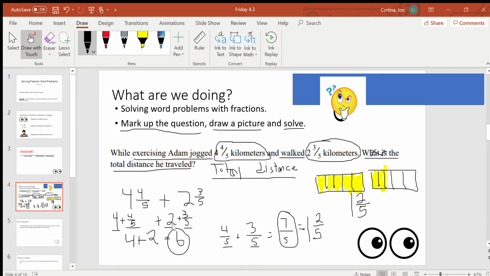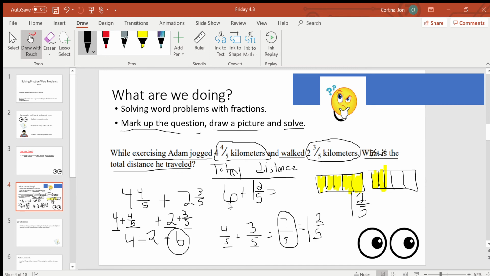All we did was convert that improper fraction into a mixed number. We still have our whole number over here that we need to combine with this new mixed number to get our final answer. I'm going to do that work up here. So we have 6 plus 1 and 2/5.